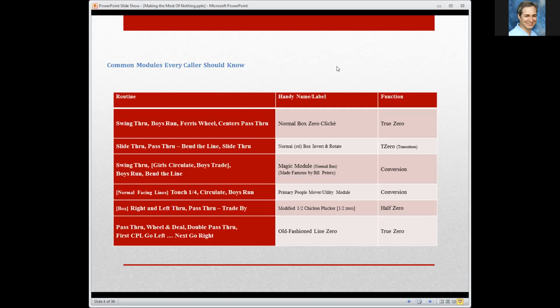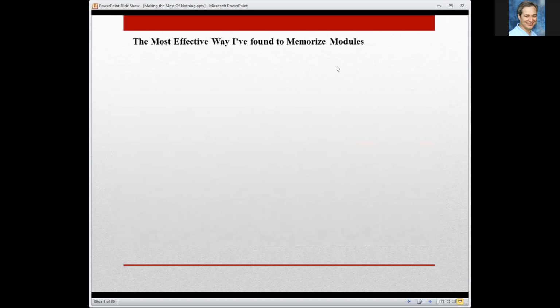And then from the box, we have this half of the chicken plucker, right and left through, pass through, and trade by. I call it a modified half chicken plucker because the original used slightly different calls. These are equivalents to the original. And then we have an old-fashioned line zero, which was a pass through, wheel and deal, double pass through. First couple go left, next couple go right. So if you've been working on these as a new caller and kind of had these memorized and really know what they do, the next step might be to just take these and change one little thing and build your module repertoire.